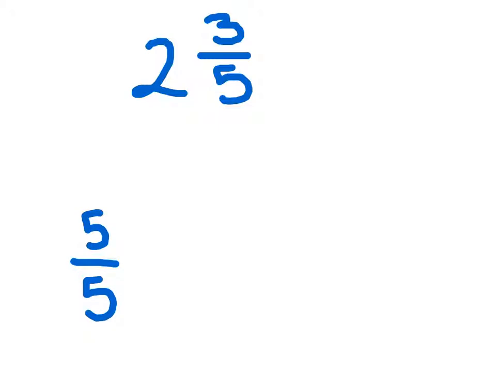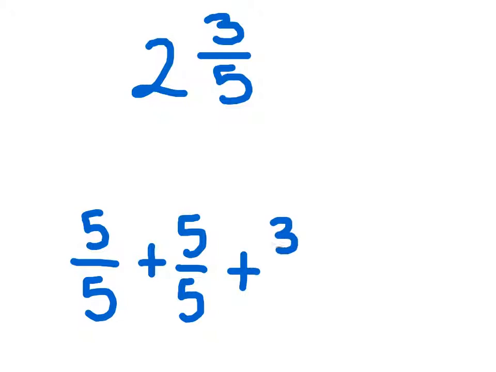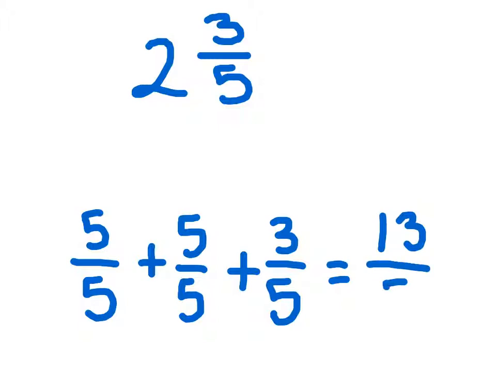So since I have 2 of them, I would do 5 over 5 plus 5 over 5. And then I need to add my fraction as well. So I have 5 over 5 plus 5 over 5 plus 3 over 5. And 5 plus 5 plus 3 gives me 13 over 5. So my mixed number has now turned into 13/5.